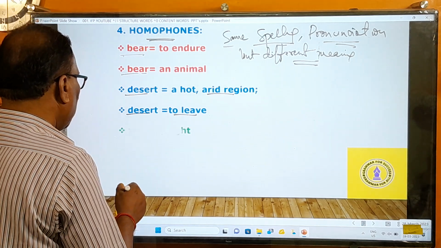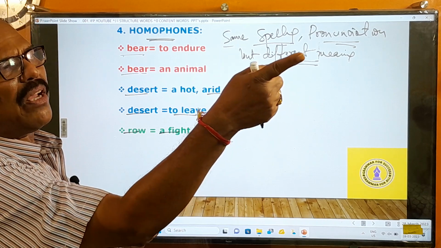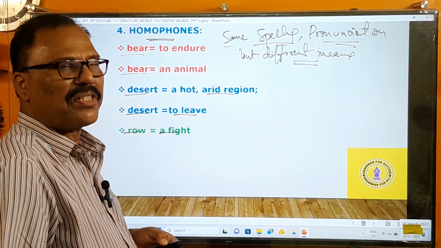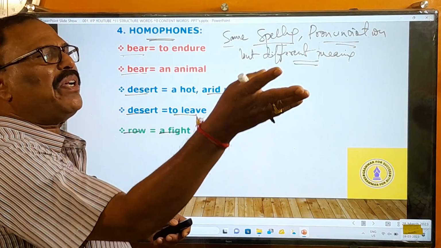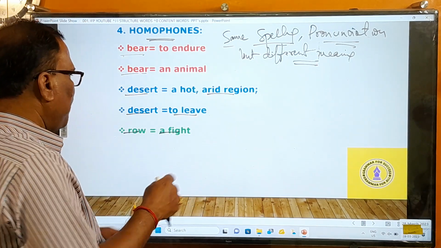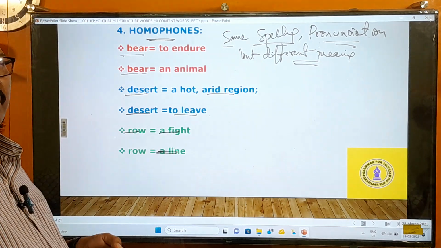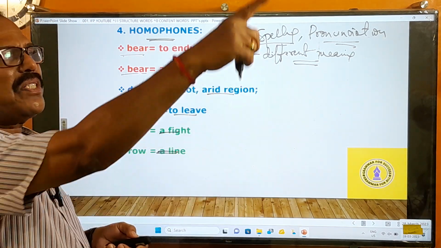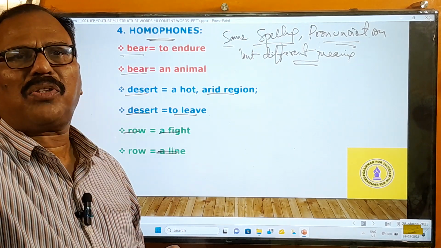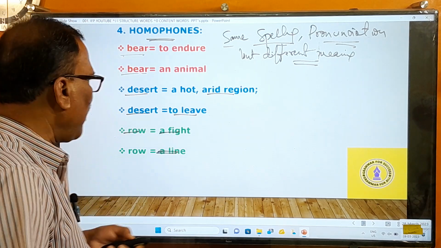Okay. And then another example here I have. Row means a fight. What row is going on there? What row? Row means fight. There is a big row between the two friends. There is a row means fight. Row means, again, you know very well, line. Row means line. I stand in the row. This is the first row, second row, third row, fourth row. Sir, I am in the fourth row, sir. Fourth row. Row means line.